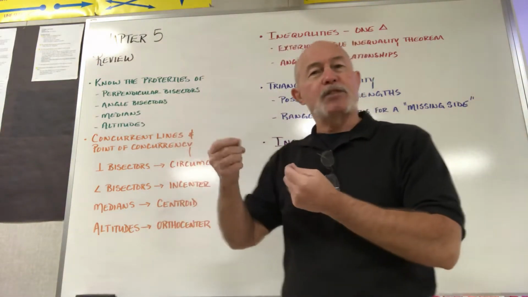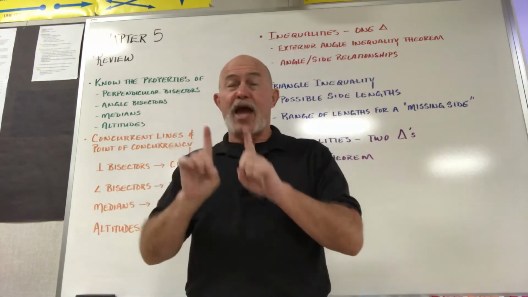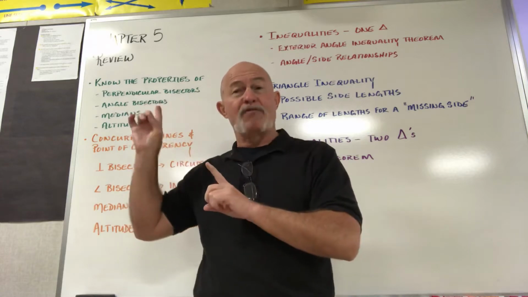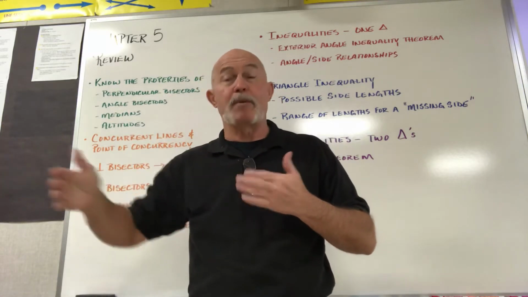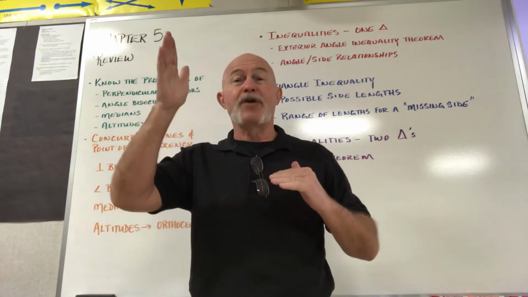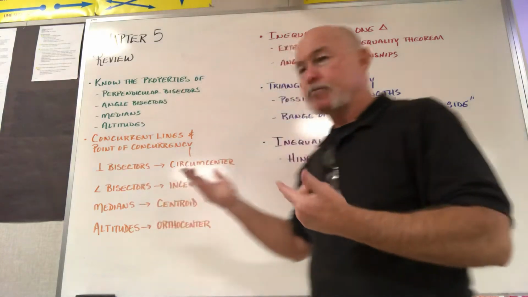Altitude. Altitude is a perpendicular segment. Remember, the altitude is the only one of these that can be outside of the triangle. Remember I showed you the example of the obtuse triangle, and the altitude would be outside.